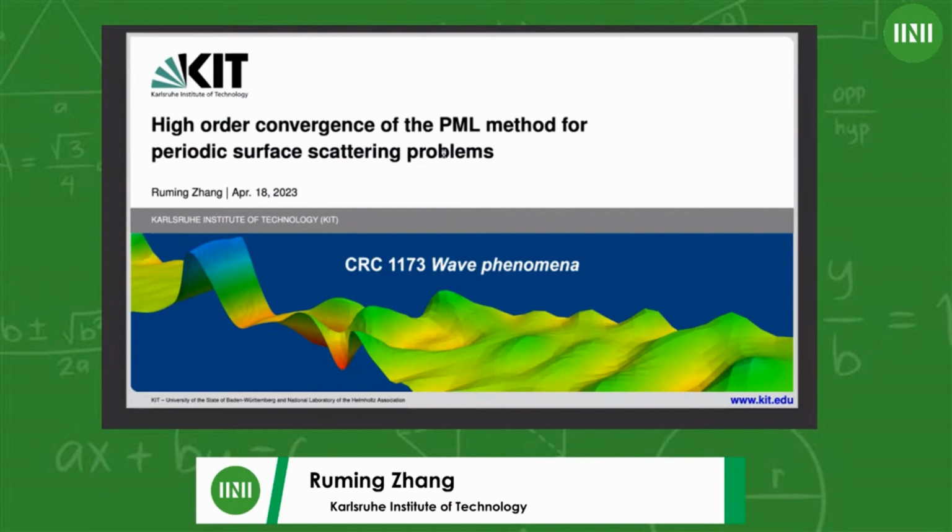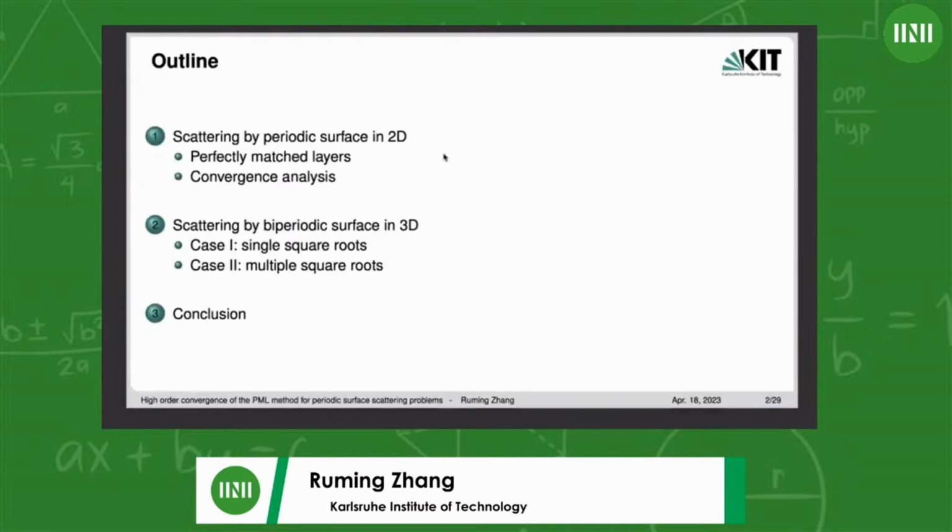Today I will talk about high-order convergence of the PML method for periodic surface scattering problems. This is the outline of today's talk. There are two parts: scattering by periodic surfaces in 2D and by bi-periodic surfaces in 3D. I know some of you already know this work, so I will keep that short. But this is still a necessary part for the second part, so I will also introduce it in case not everybody knows it. Let's begin with the problem in 2D.